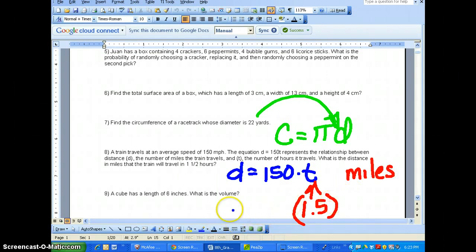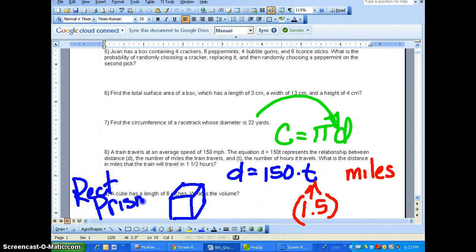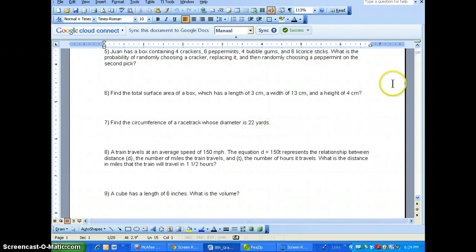Number 9, a cube has a length of 6 inches. What's its volume? All right, a cube is a special type of rectangular prism. So, rectangular prism, they want the volume, and the length, the width, and the height are all the same. They're all 6. So volume equals length times width times height. 6 times 6 times 6. Alrighty, that was number 9.